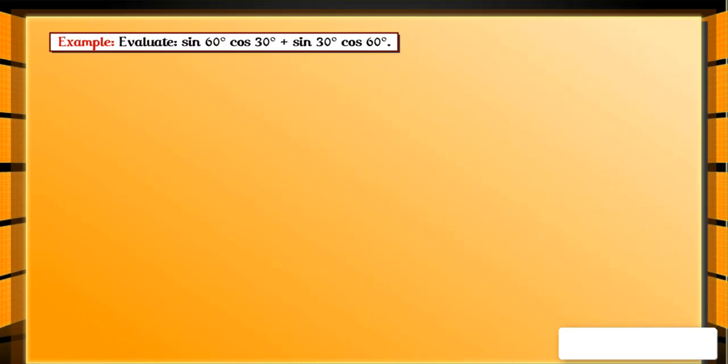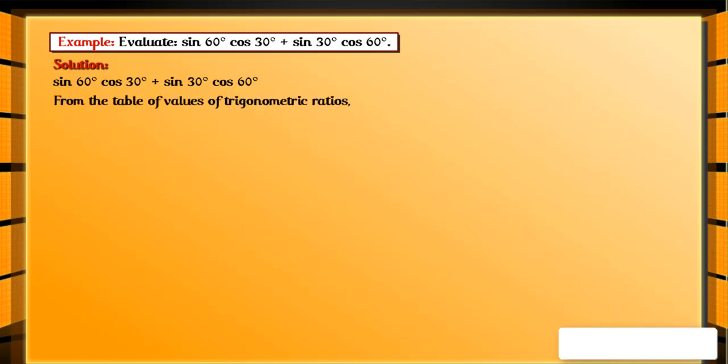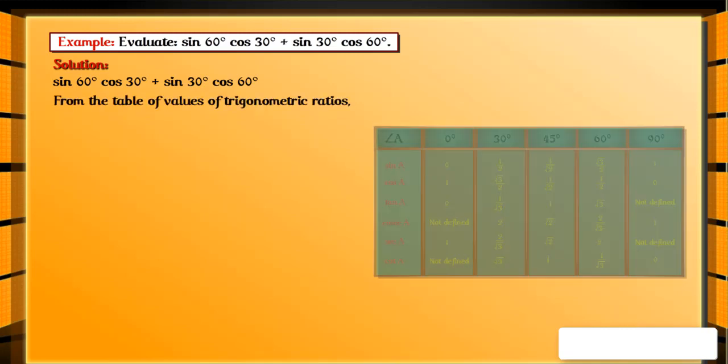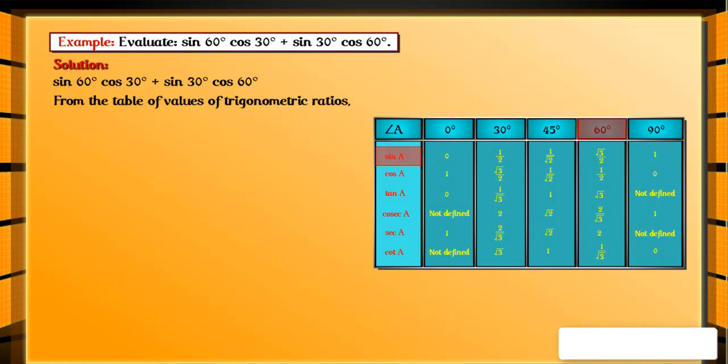Evaluate sin 60 degrees into cos 30 degrees plus sin 30 degrees into cos 60 degrees. Let us solve this. From the table of values of trigonometric ratios, sin 60 degrees is equal to under root 3 upon 2. Cos 30 degrees is also equal to under root 3 upon 2. Sin 30 degrees is equal to 1 upon 2. And cos 60 degrees is also equal to 1 upon 2.